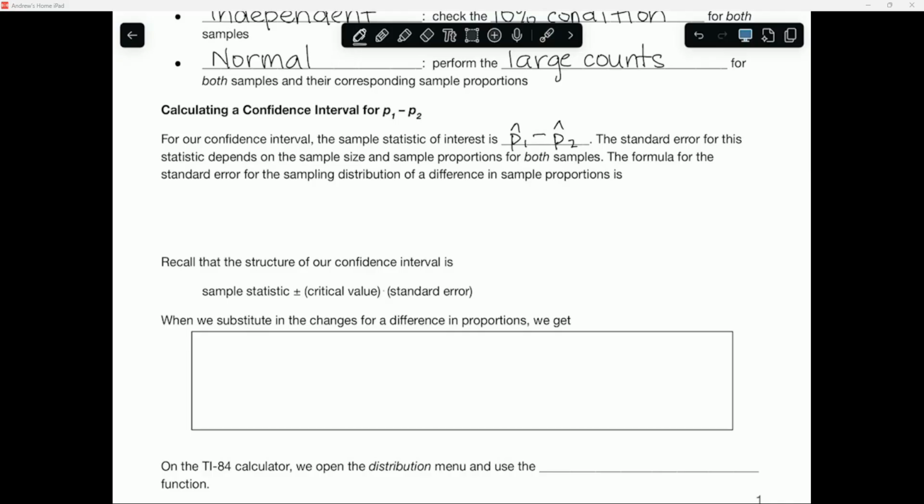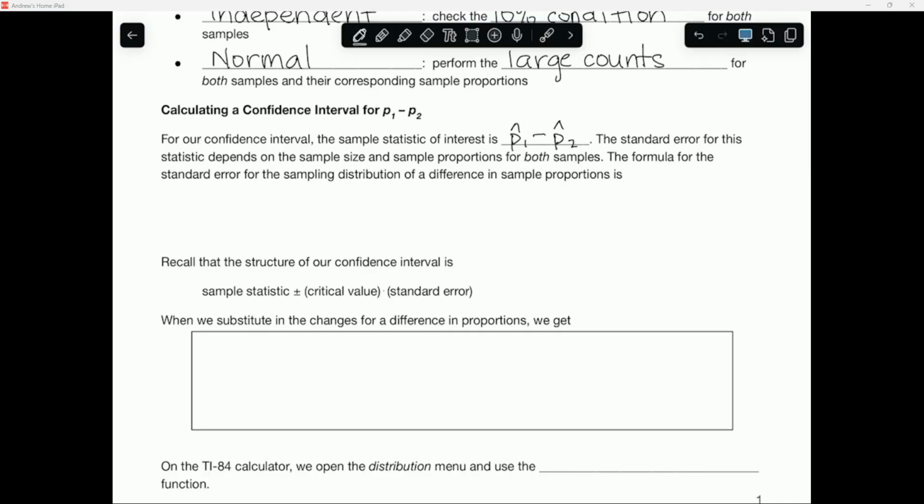I know my confidence interval depends on that sample statistic, and it depends on our margin of error, which has two moving pieces. It has a critical value, which will stay the same, and a standard error formula, which will change because now I need to account for both samples in my standard error formula.